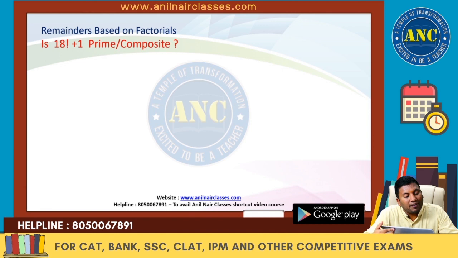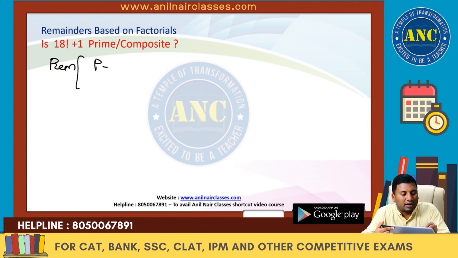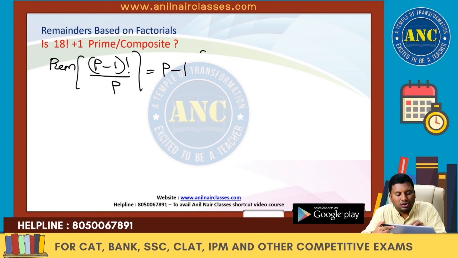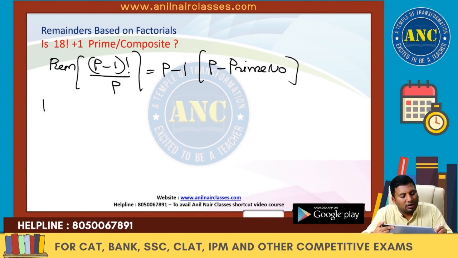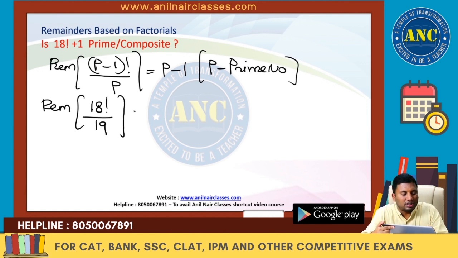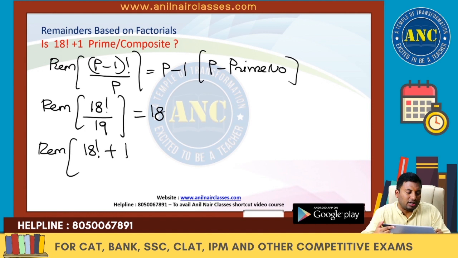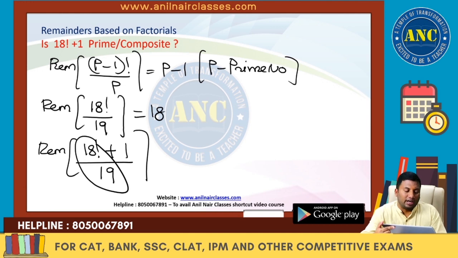Is 18 factorial plus 1 prime or composite? Always look out for that number. P minus 1 factorial divided by P gives remainder P minus 1 when P is a prime number. So 18 factorial divided by 19 is nothing but 19 minus 1, that is 18. But I require 18 factorial plus 1 divided by 19. This value is 18, 18 plus 1 is 19, and 19 divided by 19 leaves remainder 0.